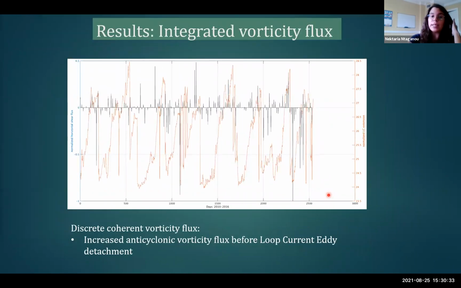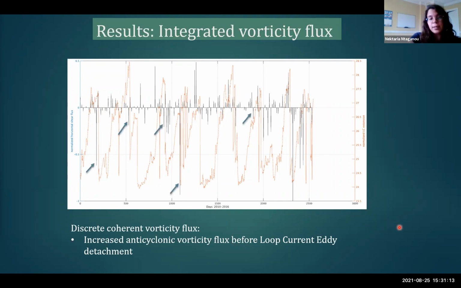Since I've been looking at inter-basin exchange between the Caribbean Sea and the Gulf of Mexico, I calculated the integrated vorticity flux, which is shown in the time series for the left y-axis. This is the integrated vorticity flux for all the eddies that were detected in all the layers of the model, which is a discrete time series because it is integrated every 15 days, because the 15-day period was the period of coherence assessment.